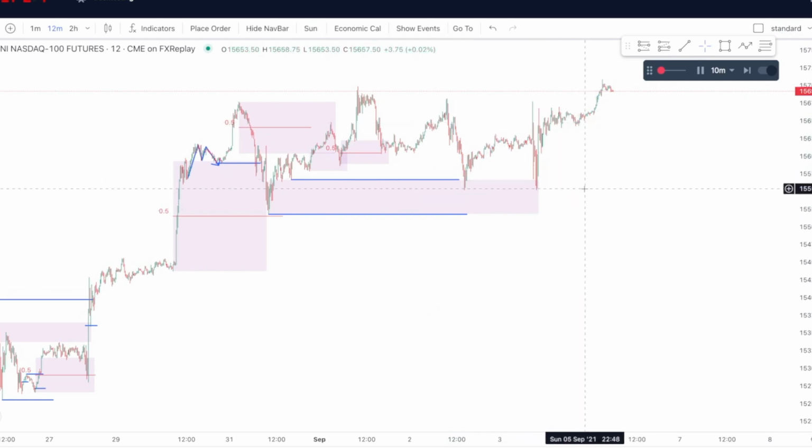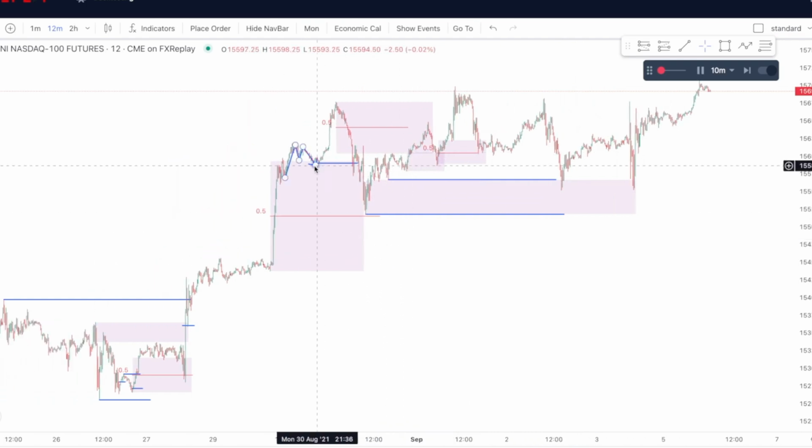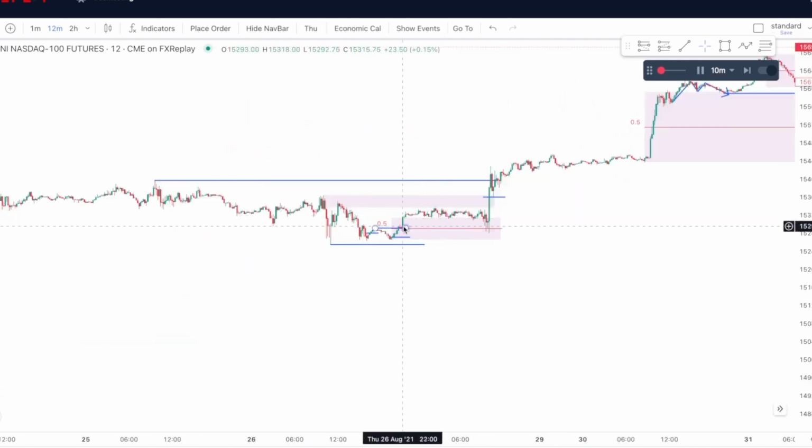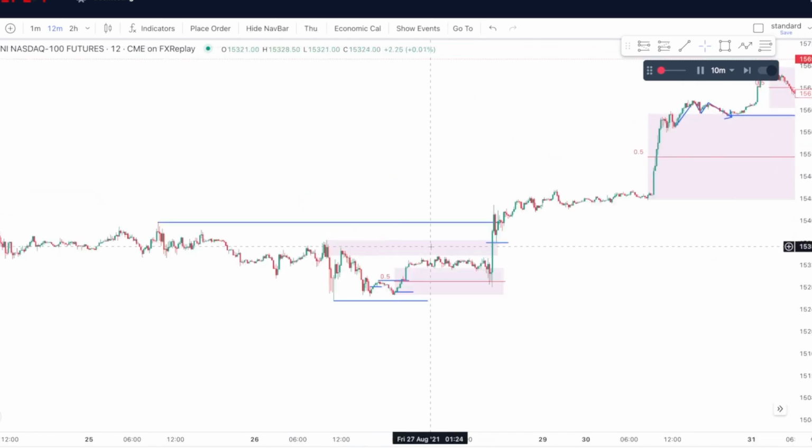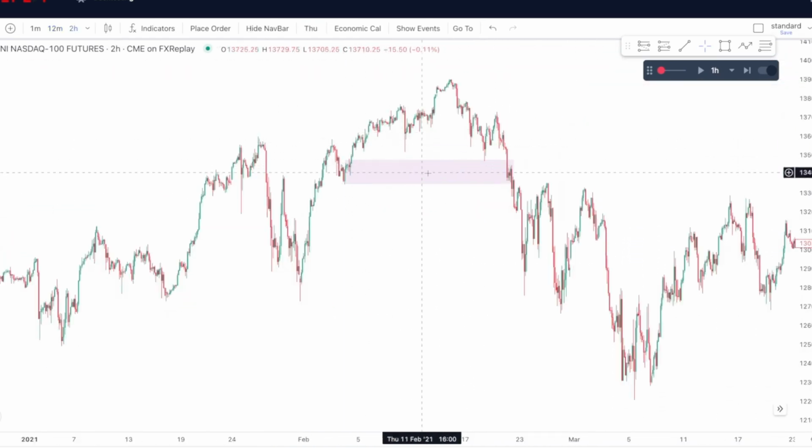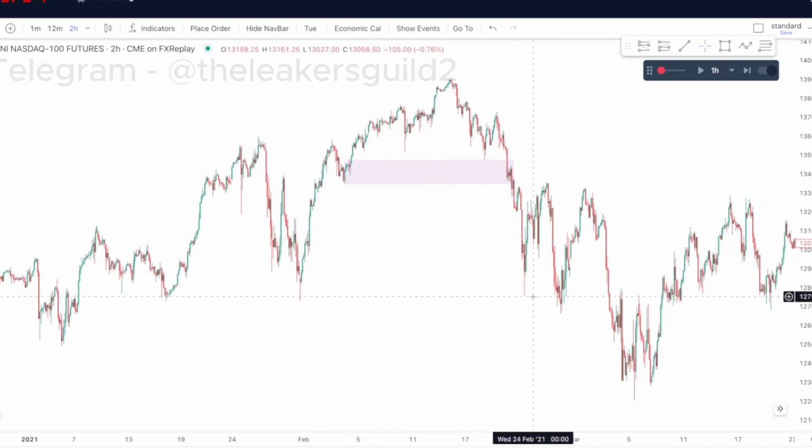That's the whole thing with the invisible zone. We're running these, we're holding these, we're running all of these, we're holding these. We shoot straight through a fear box, we go on a bull run. We shoot straight through a greed box, we go on a bear run.